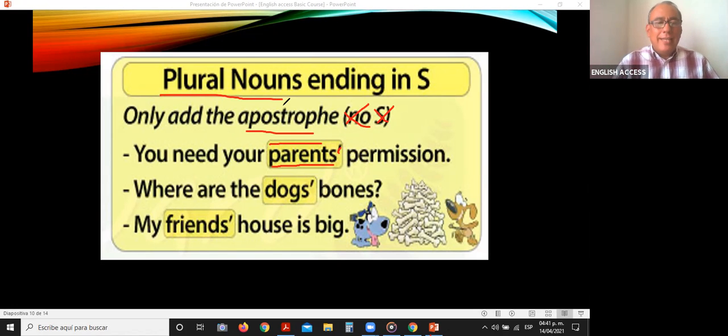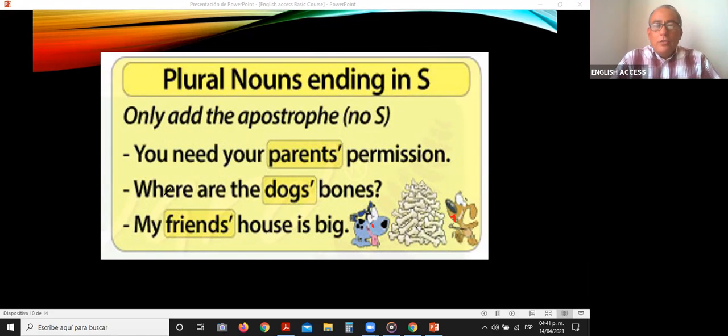Now take a look at the next example. How many dogs can you see? How many dogs? One or two? Two. The dogs have bones. They are going to eat. So in this case, the bones belong to the two dogs. So that's why these are the dogs' bones, because here we have two dogs, dog number one, dog number two, and they own these bones.